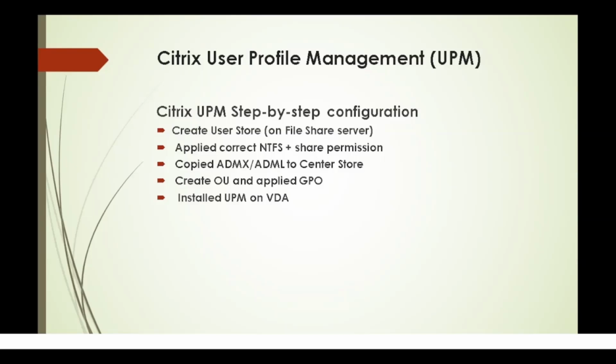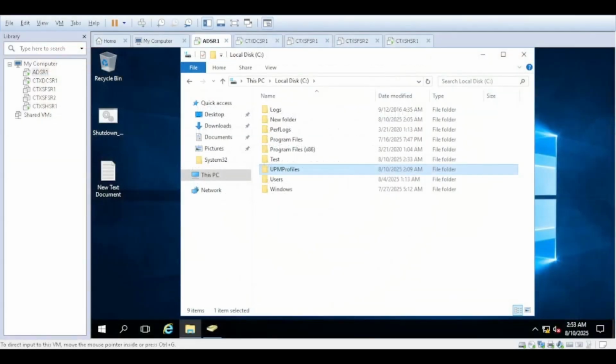So let's configure it. Here are the steps. First, we need to create a file share for the user profile store and give it the permissions. Then we need to copy the ADMX and ADML files to the central policy store, and then create a group policy. UPM is already installed when we install the VDA agent, so there is no need to install it.